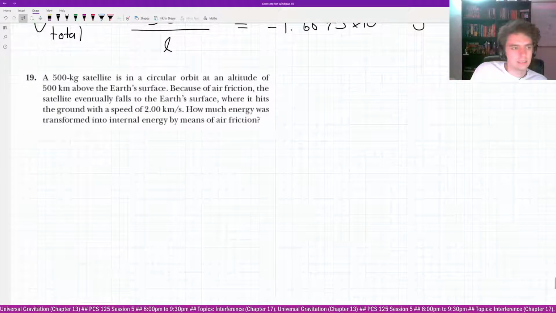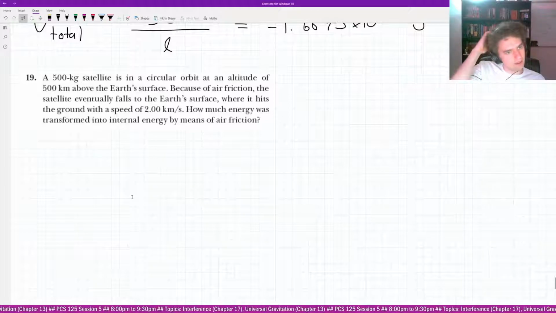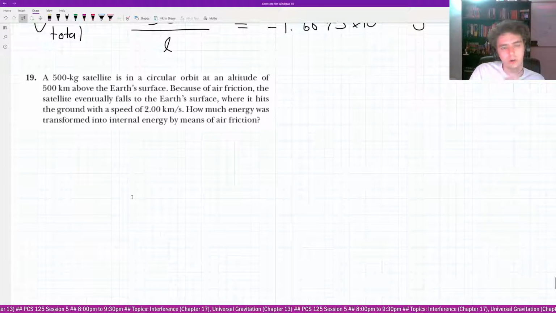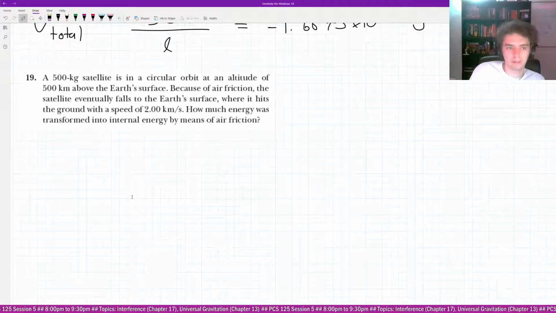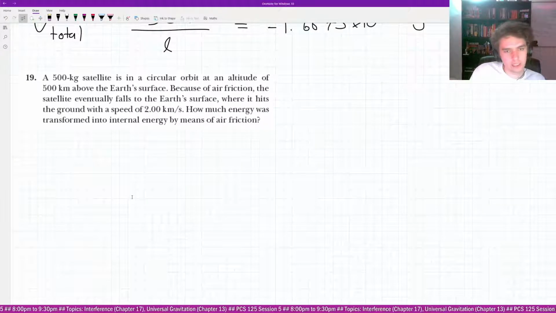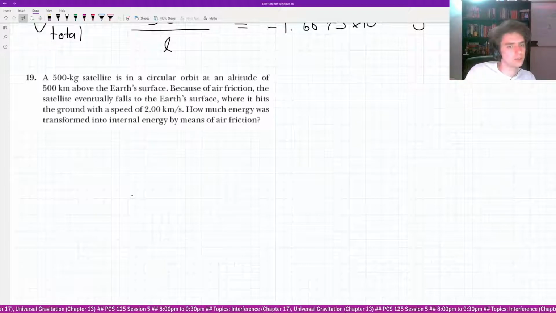Number 19 is this one. A 500 kilogram satellite is in circular orbit at an altitude of 500 kilometers above the Earth's surface. Because of air friction, the satellite eventually falls to the Earth's surface, where it hits the ground with a speed of 2 kilometers per second. How much energy was transformed into internal energy by means of air friction?